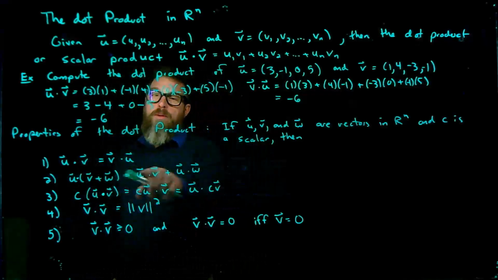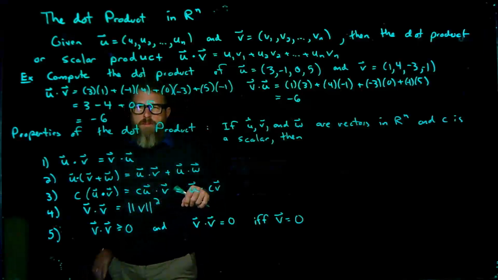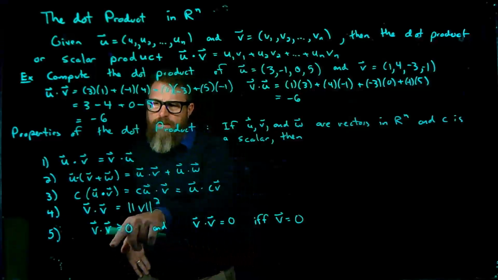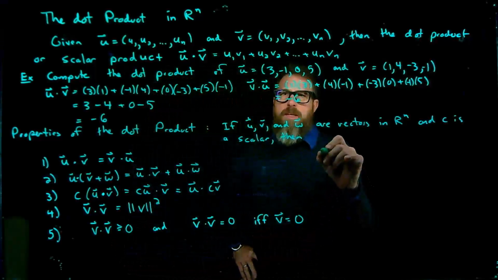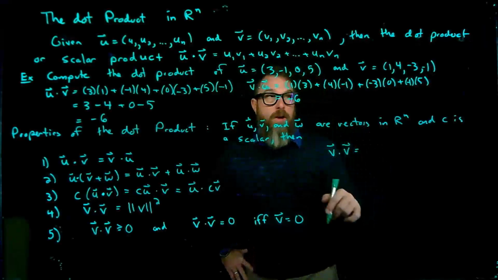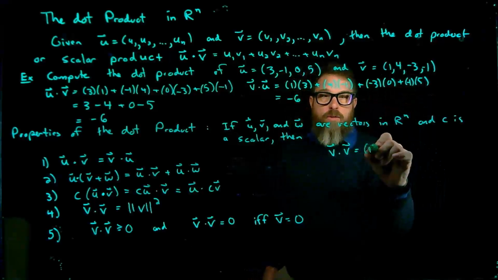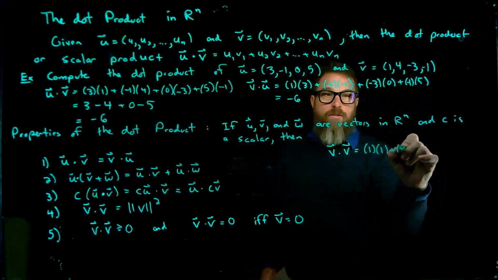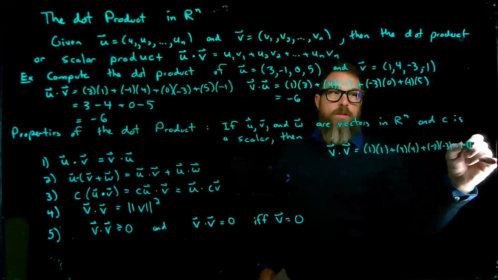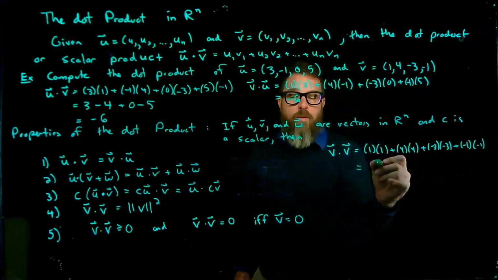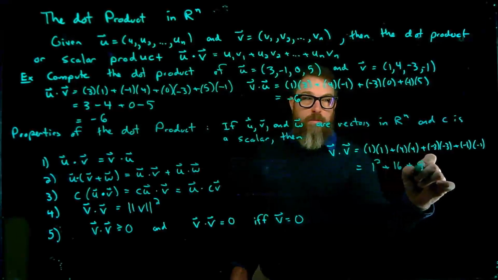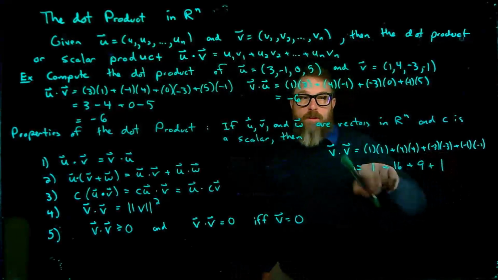The distributive property, we might show an example later. If I did v dot v, we can always guarantee that v dot v is greater than or equal to 0. Let's use the v that we have right now and verify it. If I take this product, 1 times 1 plus 4 times 4 plus negative 3 times negative 3 plus negative 1 times negative 1, all we're doing is the sum of the squares of its components.